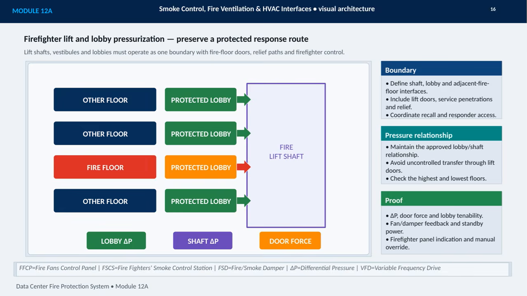Finally, the design needs objective proof. Confirm differential pressure, door opening force, and lobby tenability. Check fan and damper feedback, standby power, and clear indication at the firefighter's smoke control station or firefighter control panel. Manual override must also be available. The diagram reinforces that the fire floor, protected lobbies, and lift shaft operate as one coordinated smoke control system.